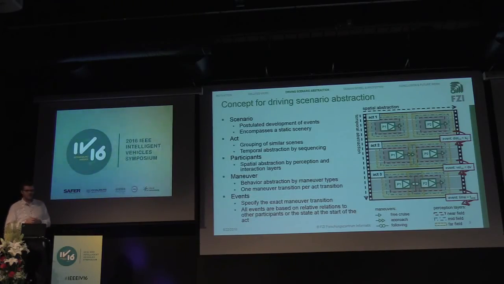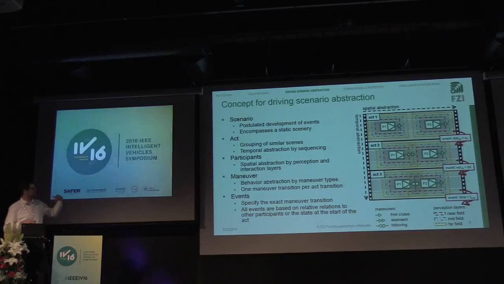We can model participants in the scenario, and for these participants, spatial abstraction is also very important if you want to be able to derive different parameterized scenarios that follow the consistent course of events. So we also have to abstract the spatial relations. And we propose to abstract those spatial relations by introducing perception layers in which the interactions and the perceptions of each vehicle are described.